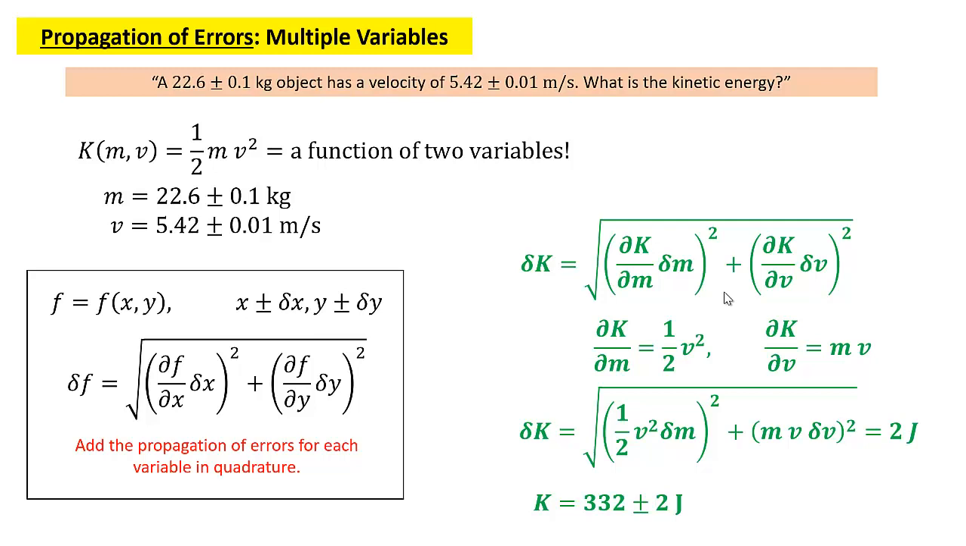And then I can just put in my measured values and my uncertainties. And ultimately, I will get 2 joules for the uncertainty delta K. So the quantity that I would report would be 332 plus or minus 2 joules.